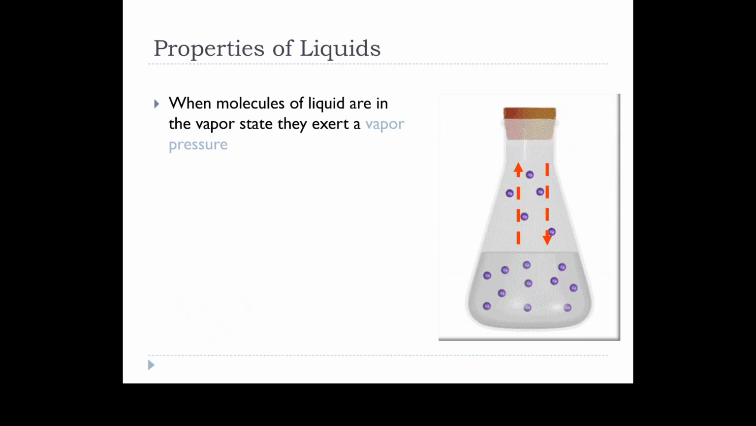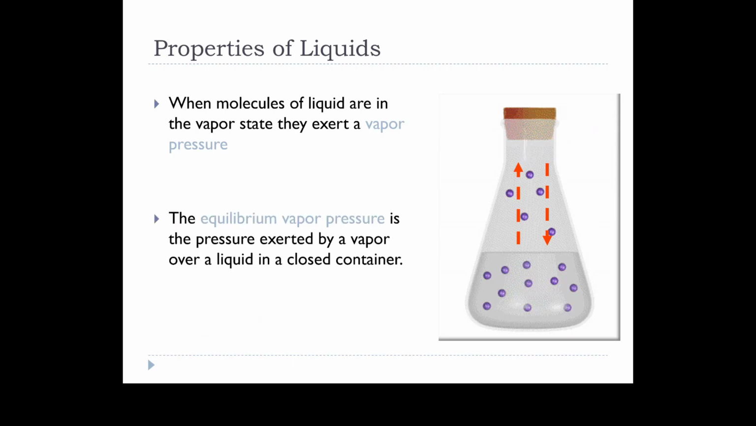Okay? Yeah, so exactly right. That's why we smell the things that we smell, because those molecules have enough energy to be in the gas phase and when we breathe them in. So yeah, we can define it as the pressure exerted by a vapor over a liquid in a closed container. And we know that happens because we have that distribution of speeds. We have some molecules that have enough energy to be in the gas phase at all times.